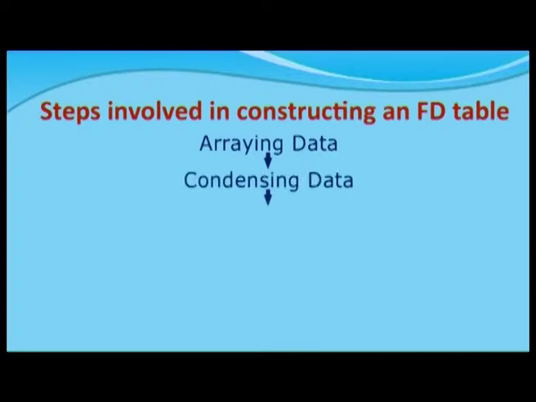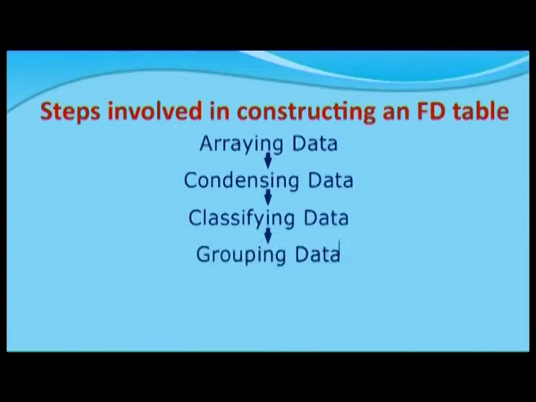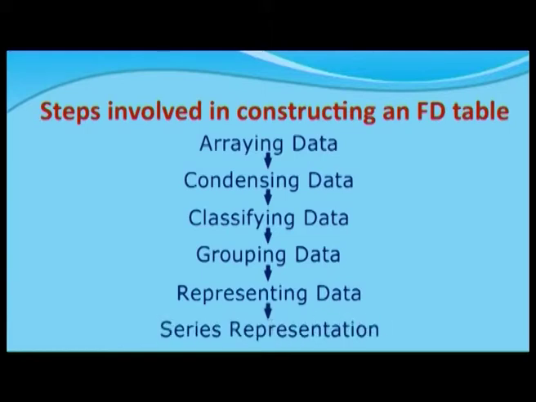Steps involved in constructing an FD table. First step is arranging the data, which we call arraying data. From there on, the data points are further condensed. Later on, the next stage we look at is classification. Grouping of the data is followed with the classification of the data. The grouped data can be represented in the form of series representation.